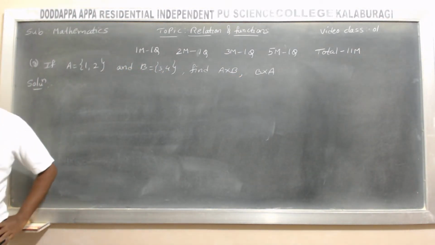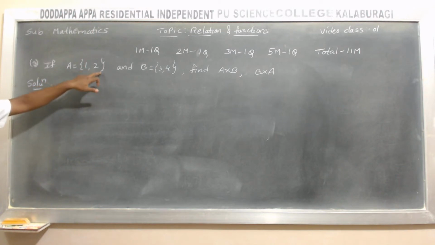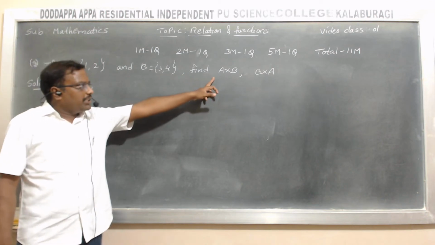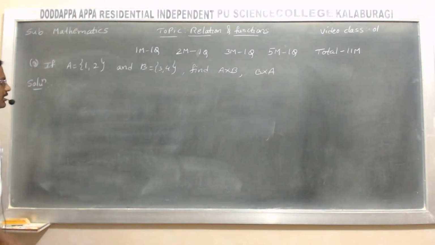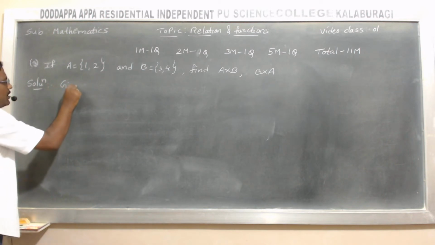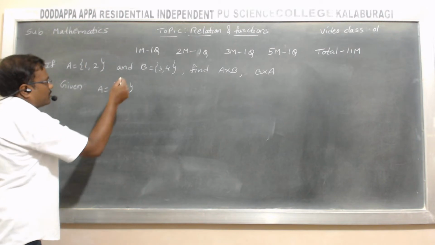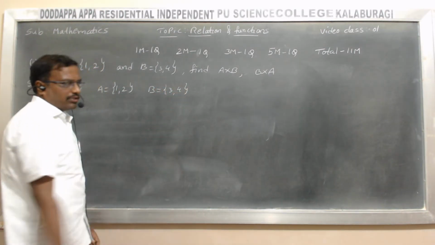Okay, so next another problem, the third one. Here what is given? If A is equal to the set {1, 2} and B is equal to the set {3, 4}, then find A cross B and B cross A. So first you have to write the given values. A is equal to {1, 2} and B is equal to {3, 4}.